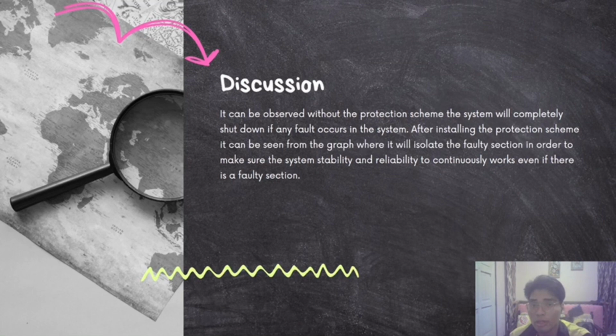So it can be observed that without the protection scheme, the system will completely shut down if any fault occurs. But after installing the protection scheme, it will isolate the faulty section in order to ensure the system's stability and reliability, so it continues to work even if there is a faulty section. So basically, the protection scheme in this project isolates the faulty section, so the system keeps working even if there is a fault, during the time it isolates the fault itself.